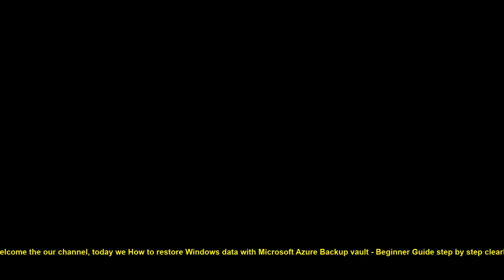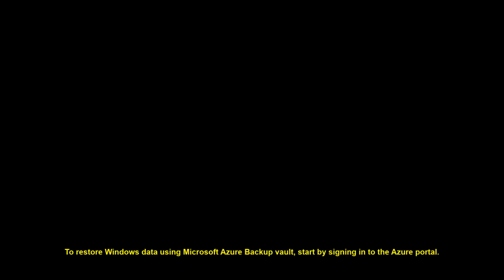step clearly. To restore Windows data using Microsoft Azure Backup Vault, start by signing in to the Azure portal. Once logged in, locate the All Services section on the left sidebar. In the search bar, type Backup and select Backup from the results. Next, find and select your Backup Vault from the list of available recovery services.